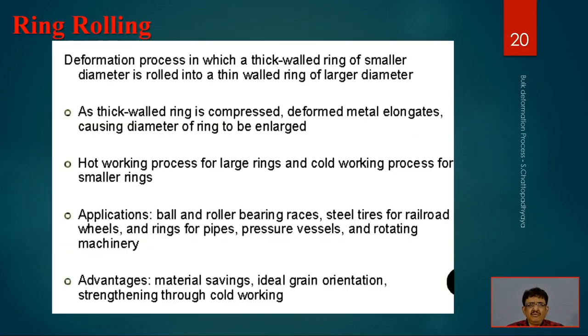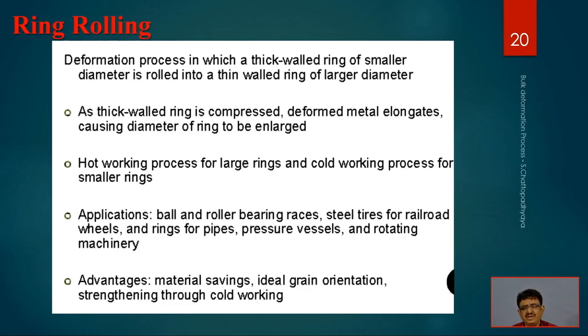So ring rolling is a deformation process in which a thick walled ring of small diameter is rolled into a thin walled ring, larger. The thick walled ring is compressed to produce those things. Elongation and hot working for large rings, cold working process for smaller rings. Ball and roller bearings, those inner race, outer race, and all those things can be produced. Quality finish is required because all those rolling elements will be inside these inner and outer types of races, so all those rings can be produced.